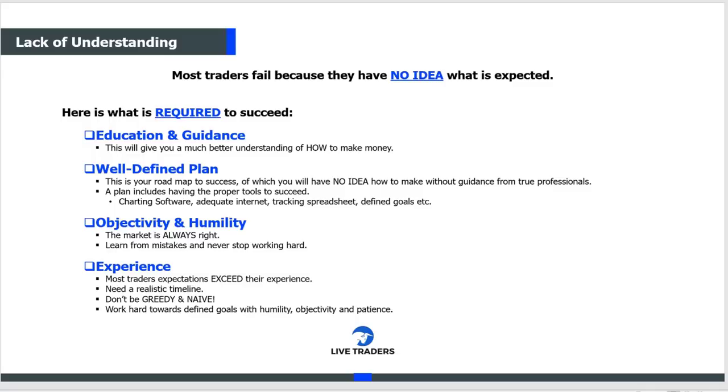So I'm not going to spend a long time on this topic, but I just wanted to go over the bullet points of why I believe a lot of traders fail, and then we'll go over the candlestick charts, and then we'll also go over the volume, okay? Education and guidance, all right? It gives you a much better understanding of how to make money, right?